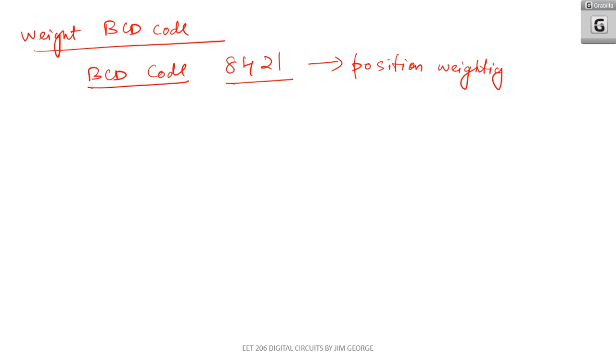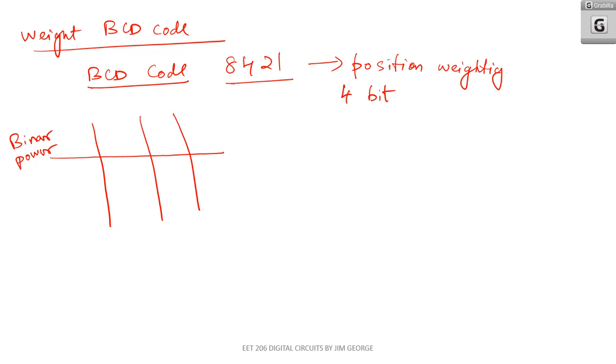Now, how did you get 8421? Okay, so we need to end the mystery of how you are getting those numbers, the position weights, as 8, 4, 2 and 1. If you are writing binary powers, it is basically a 4-bit code. This is the 0th position, first position, second position, and third position. So 0, 1, 2, 3 are the bit positions.